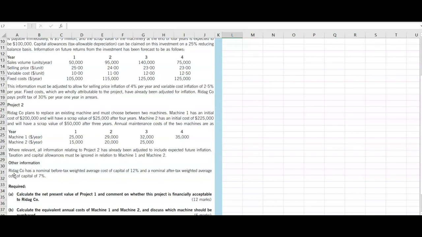The other information is Ridaco has a nominal before tax weighted average cost of 12% and a nominal after tax weighted cost of 7%. So which one should we take? As we are not going to take any tax here, all these numbers are before tax. We also have to use a before tax WACC only. Only when you are going to deduct tax from this information can you choose an after tax WACC. But these numbers are before tax, so choose before tax WACC.